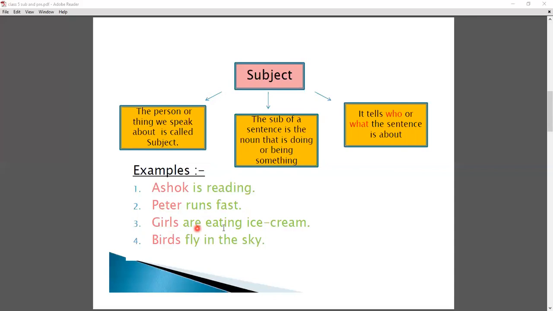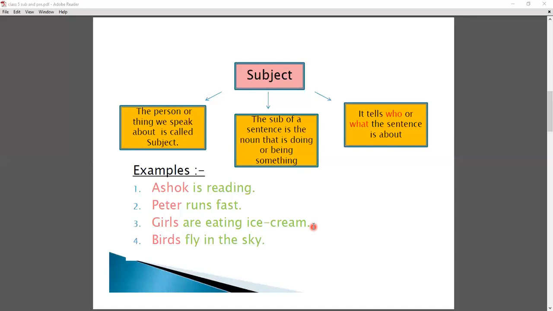Third is, girls are eating ice cream. Now students, you have to notice that are is a helping verb and eating is the main verb here. First identify the helping verb, and then ask who is eating ice cream. Girls are eating ice cream. I'm talking about which person? I'm talking about the girls. मैं किसके बारे में बात कर रही हूँ? गर्ल्स के बारे में बात कर रही हूँ. गर्ल्स क्या है? सब्जेक्ट है.